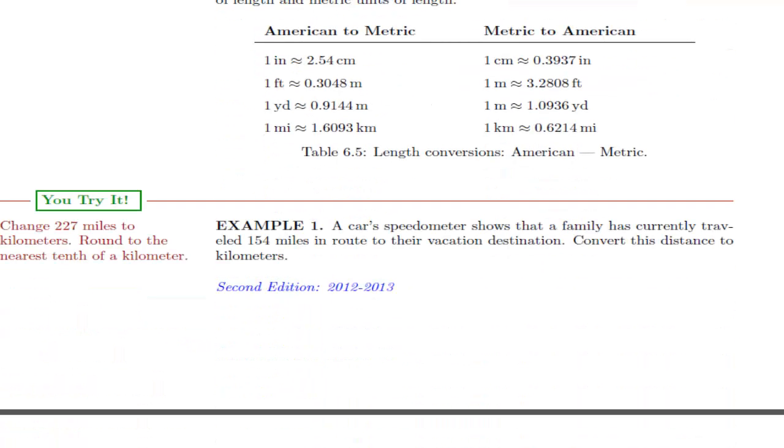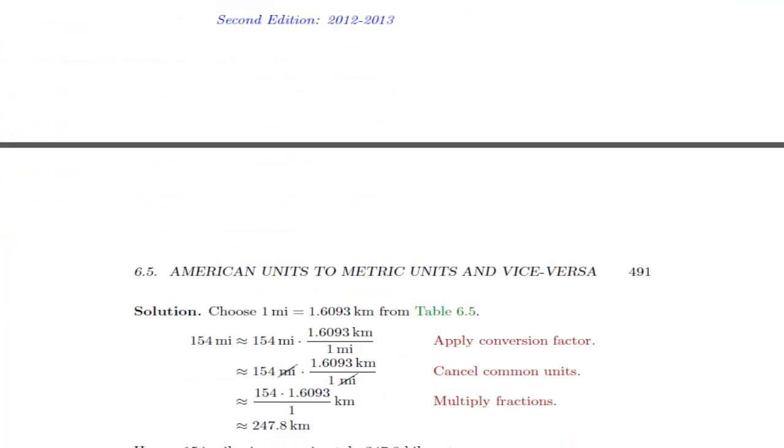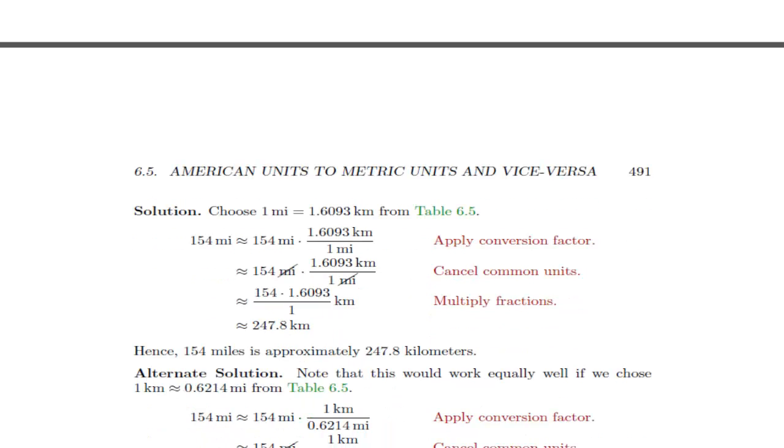Example 1. A car speedometer shows that a family has currently traveled 154 miles en route to their vacation destination. Convert this distance to kilometers. So 1 mile approximately equals 1.6093 kilometers, according to table 6.5. So we'll multiply this by 154 miles. This way our mile units cancel, and we're left with 154 times 1.6093 over 1 kilometers, which simplifies to approximately 247.8. Hence, 154 miles is approximately 247.8 kilometers.